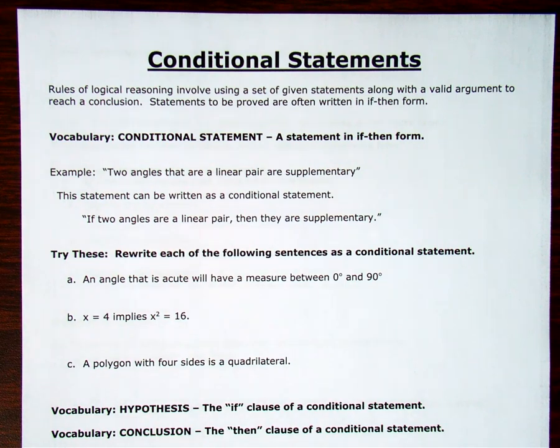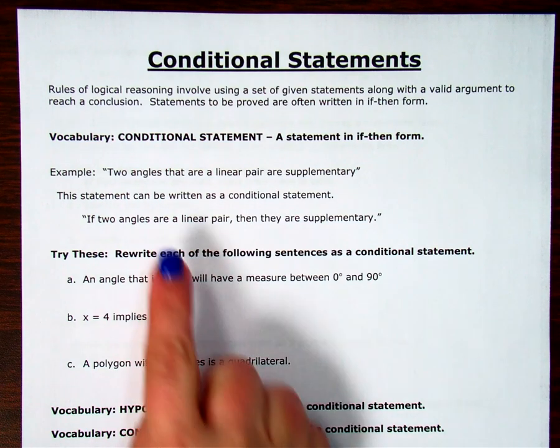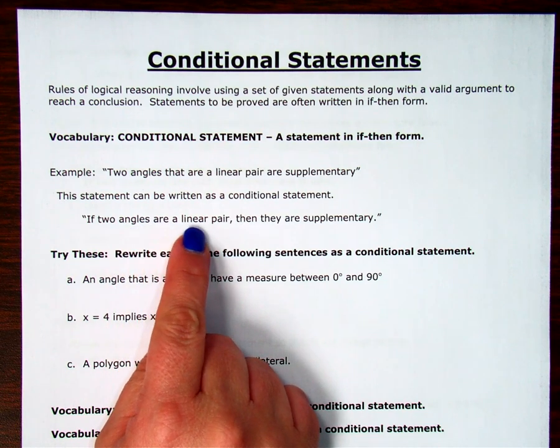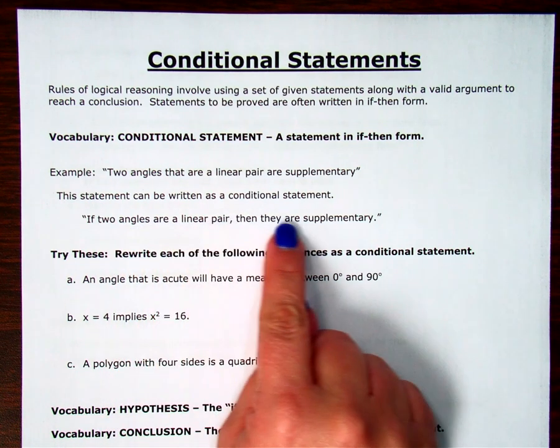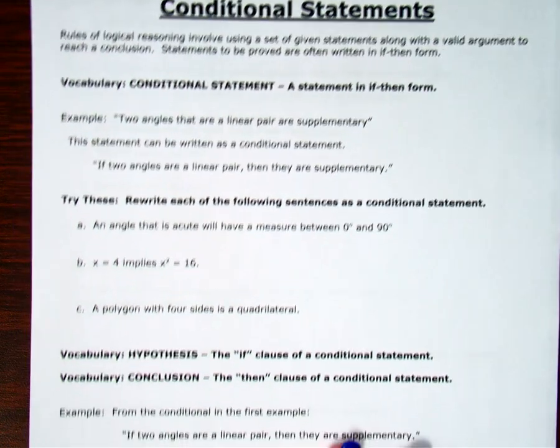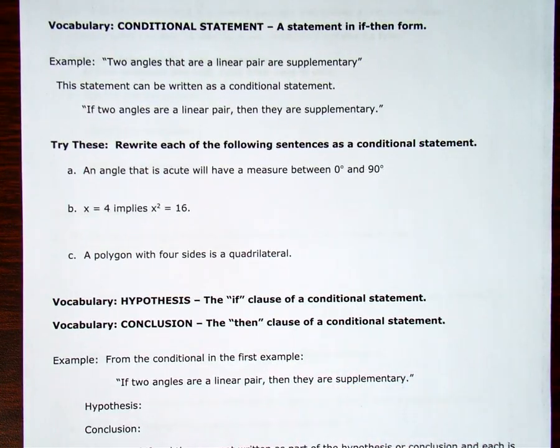Okay? My example is two angles that are a linear pair are supplementary. This statement can be rewritten as a conditional statement. If two angles are a linear pair, then they are supplementary. So I'm using the condition that my two angles are a linear pair, and that results in the fact that they are supplementary. Okay? So let's rewrite each of these statements as a conditional statement.